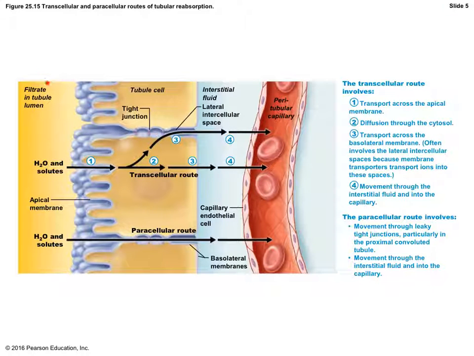So to reabsorb stuff out of the filtrate and back into the bloodstream, you go through one of two routes. Transcellular route: you just come in the apical side, travel out either the basal or the lateral side of the cell, and make your way into peritubular capillaries. And in the pericellular route, you just slip through these leaky, loose tight junctions, going in between the endothelial cells, and this occurs mainly in the proximal convoluted tubules.